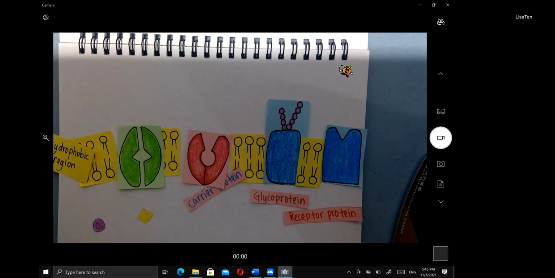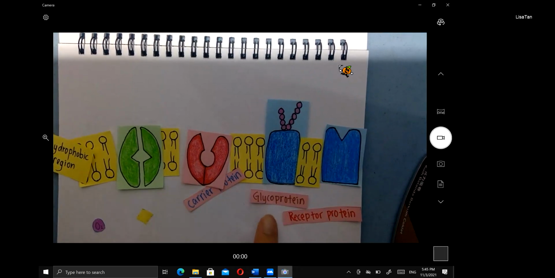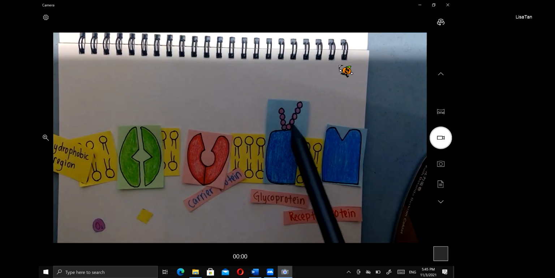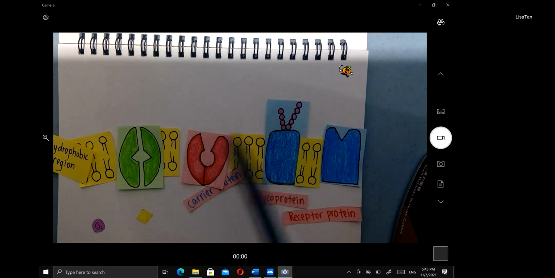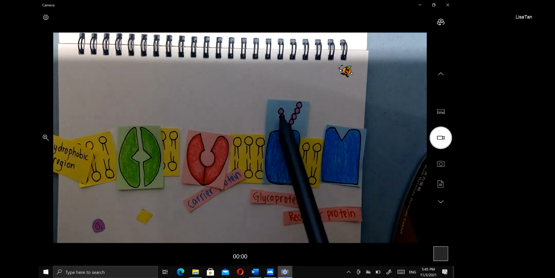Understand? Okay, so we have this glycoprotein. You can see this is a short carbohydrate chain, and this short carbohydrate chain attached to a protein molecule will form the glycoprotein. And each individual will have a different shape.